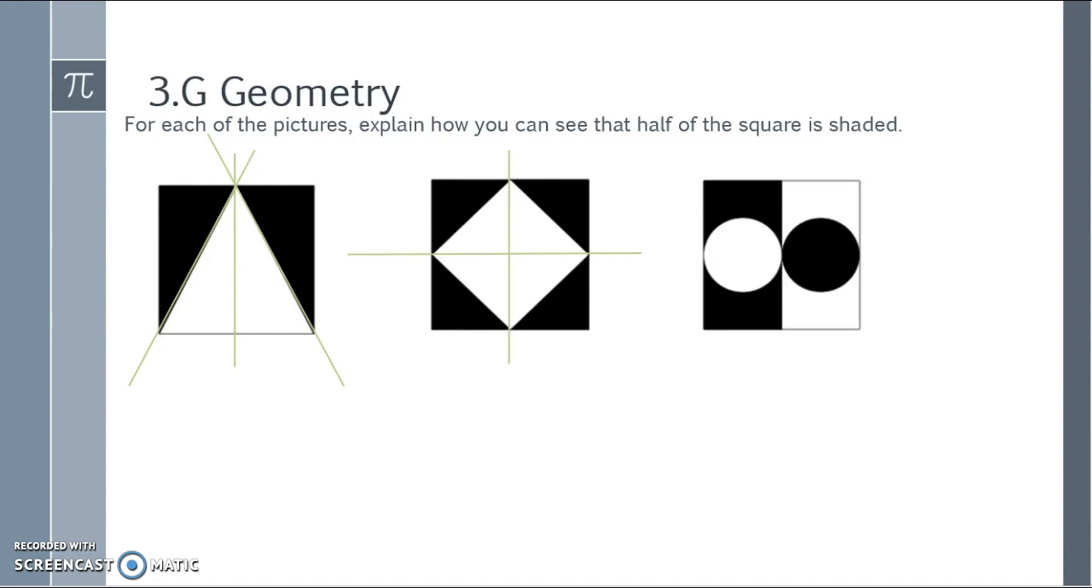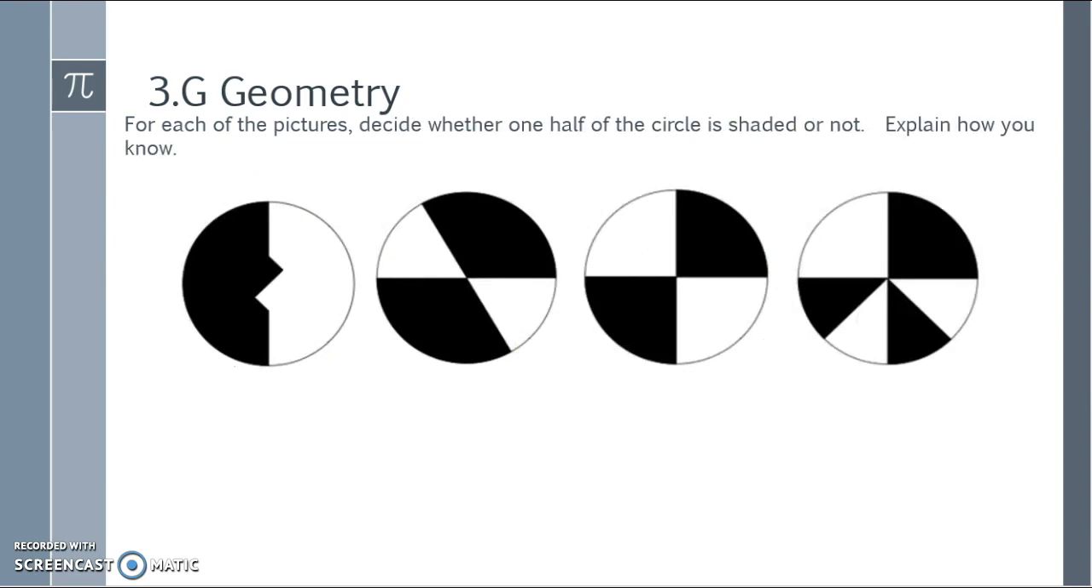The last one's a little more tricky, but if I cut down my center or fold in my center, one idea would be to see that if I were to take the circles and cut out the black circle and the white circle and interchange them, they would be the exact same size, so I would have half black and half white, so therefore half is shaded.